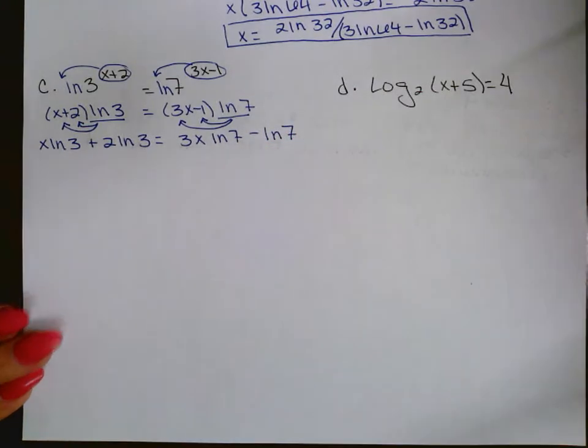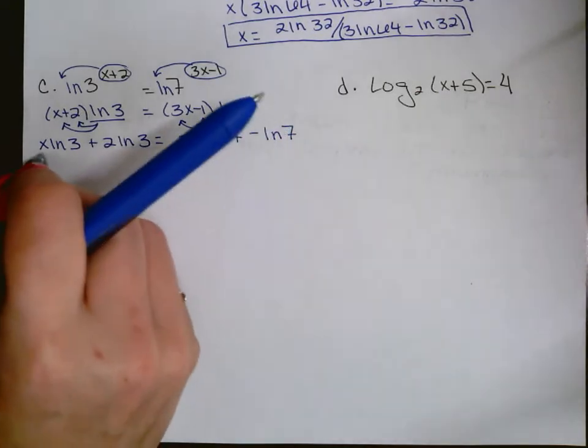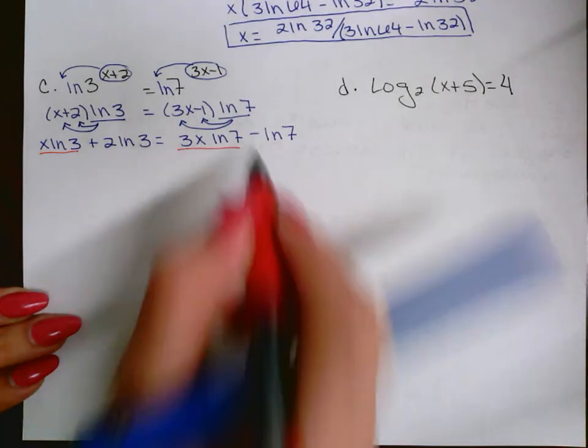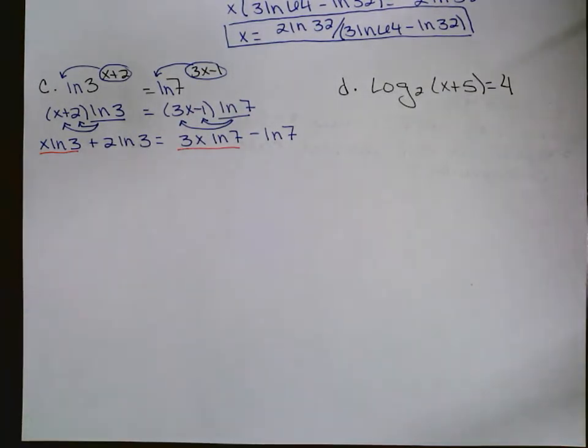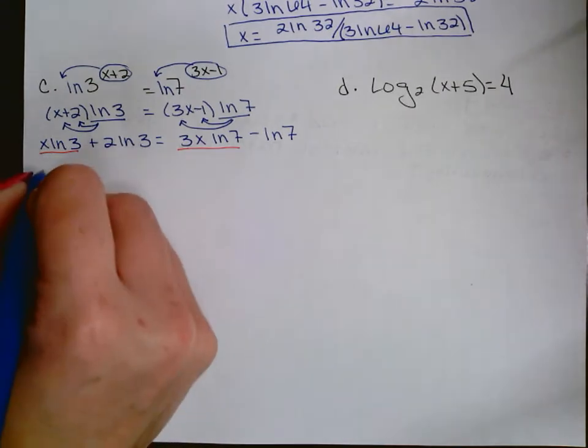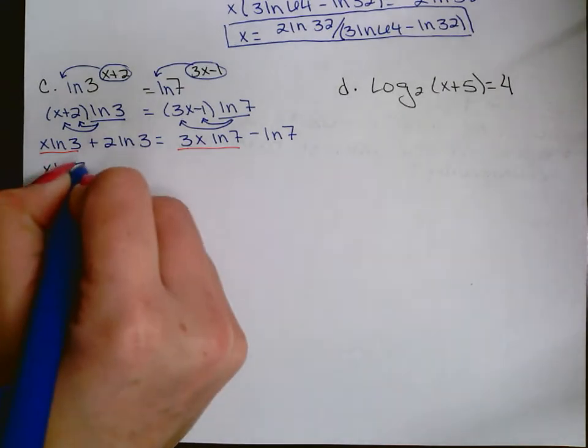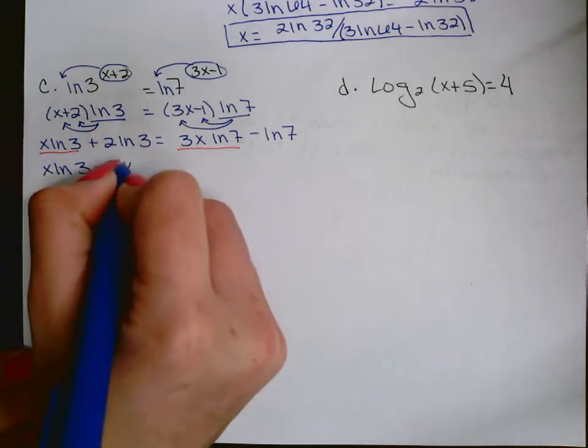Okay, now our goal is to get the ones with the x's on one side and the ones without the x's on the opposite side. Now, from here on, depending on which side you move your x's to, our signs at the end might look a little different, but we will still have the same final answer, okay? So I personally like moving my variables to the left, but that again will not change your final answer.